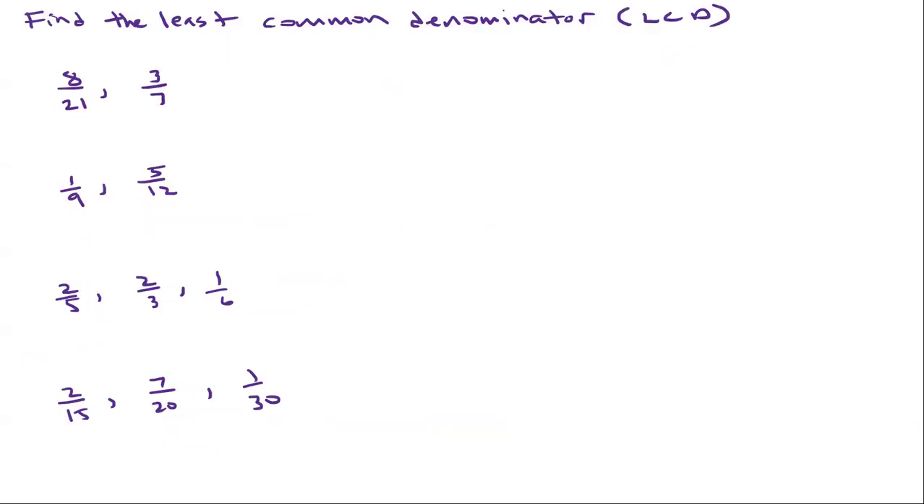All right, so for this problem, they want us to find the least common denominator. So the first one is 8/21 and 3/7. The second one is 1/9 and 5 over 12. The third one is 2/5, 2/3, and 1/6. And the last one there is 2/15, 7 over 20, and 1 over 30, right? So we need to find the least common denominator for each of those problems.